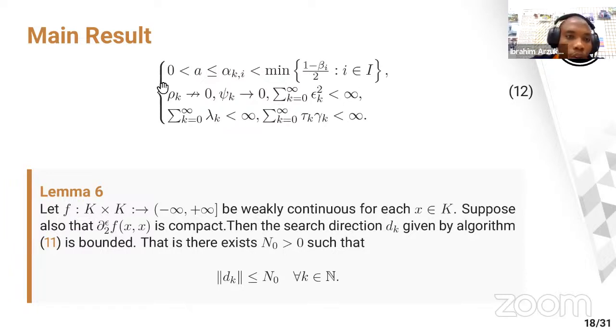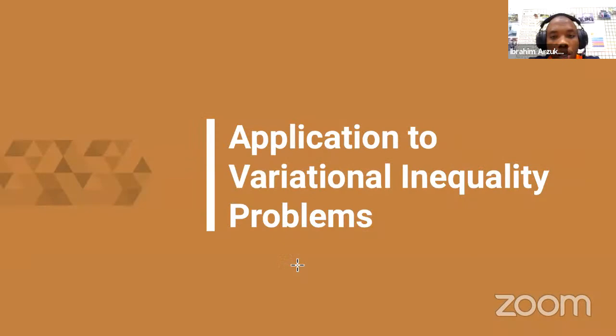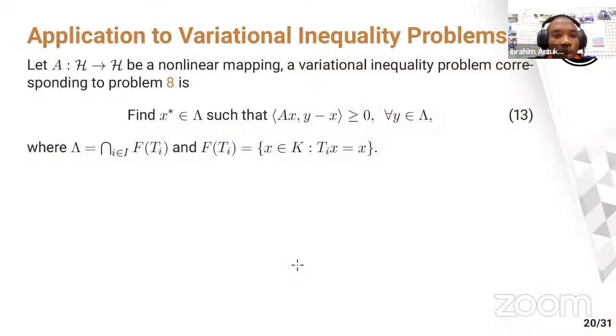So we have the following lemma. If the sequence y_k is given by the algorithm, then the direction d_k is bounded, and the sequences y_k and x_k converge to the solution of the equilibrium problem over a fixed point set. So we have this theorem, and we apply this result to solve a variational inequality problem. Suppose A is a linear mapping, then this is the equivalent version of our problem in terms of the variational inequality problem, equation 13.